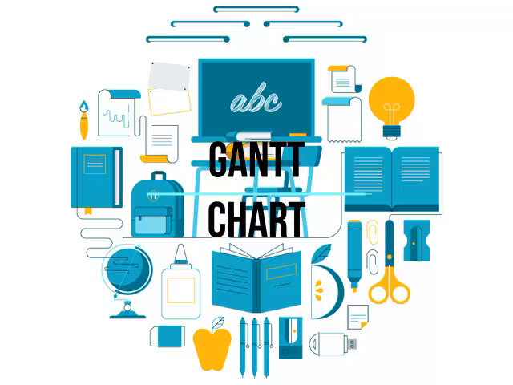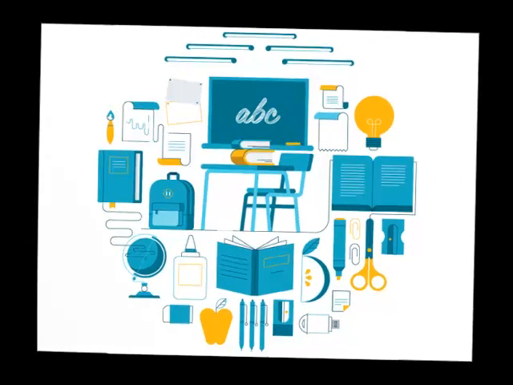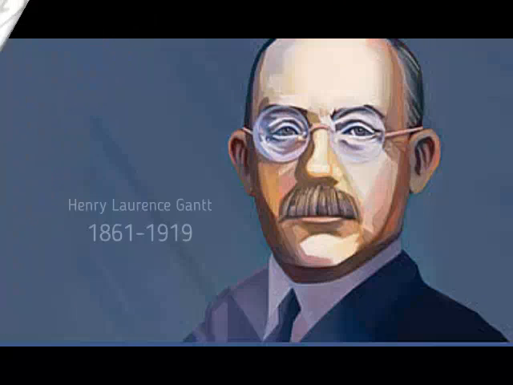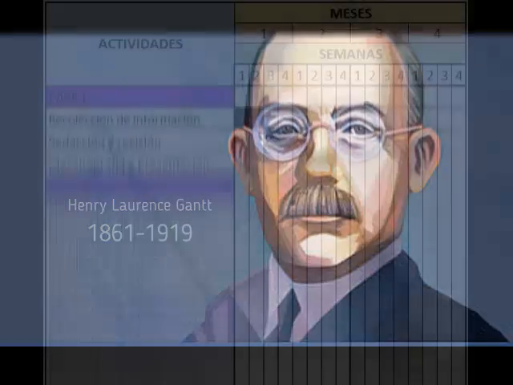The Gantt chart is a useful graphical tool whose objective is to expose the expected time of dedication for different tasks or activities over a given total time. It was Henry Lawrence Gantt who developed and popularized this type of diagram in the West.